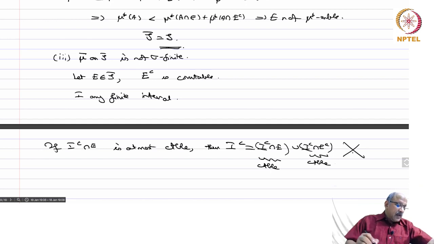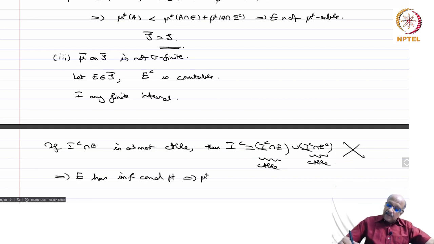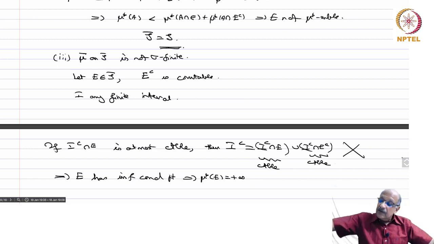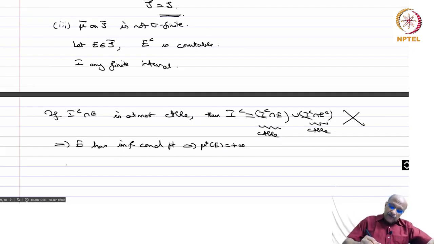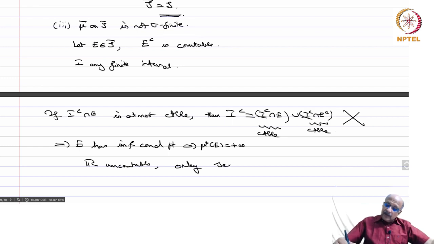Therefore I intersection E has to be uncountable for every finite interval I. Therefore E has an infinite condensation point, which implies mu star of E equals plus infinity. Therefore, for example, if you take R, which is uncountable, the only sets of finite mu bar measure in S bar are at most countable sets.